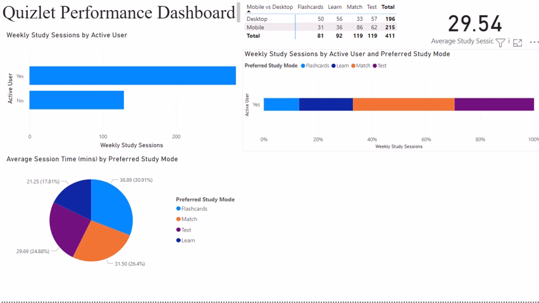The average study time is fairly consistent among all modes, so promoting why potentially using multiple modes in one session could enhance understanding and in turn drive up test scores will increase our average session time.